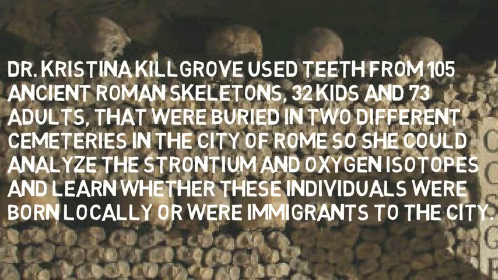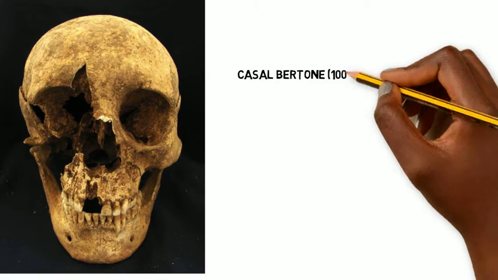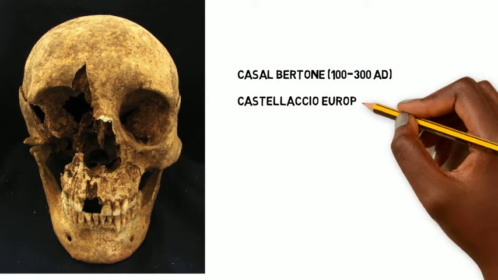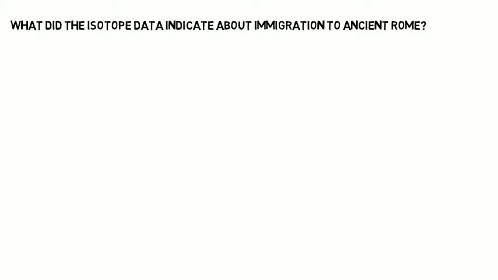Dr. Christina Killgrove used the teeth from 105 ancient Roman skeletons, 32 kids and 73 adults, that were buried in 2 different cemeteries in the city of Rome, so she could analyze the strontium and oxygen isotopes and learn whether these individuals were born locally or were immigrants to the city. Dr. Killgrove studied isotope ratios in skeletons from 2 different burial areas along the roads leading into Rome.